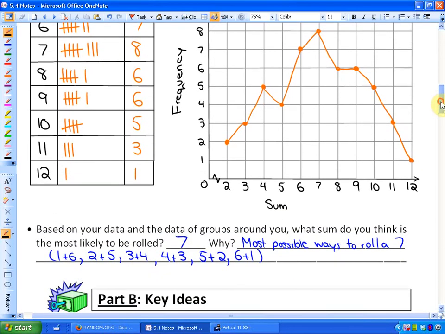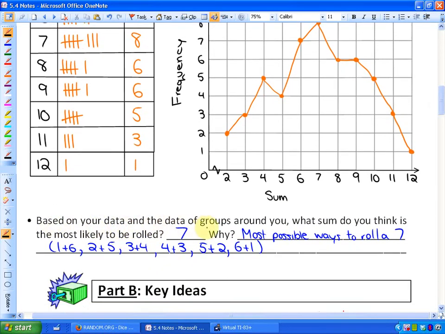So it says, based on your data and the data of groups around you, what sum do you think is the most likely to be rolled? What you will find if you do this over and over and over again, is that 7 occurs the most. And the question that follows is why?